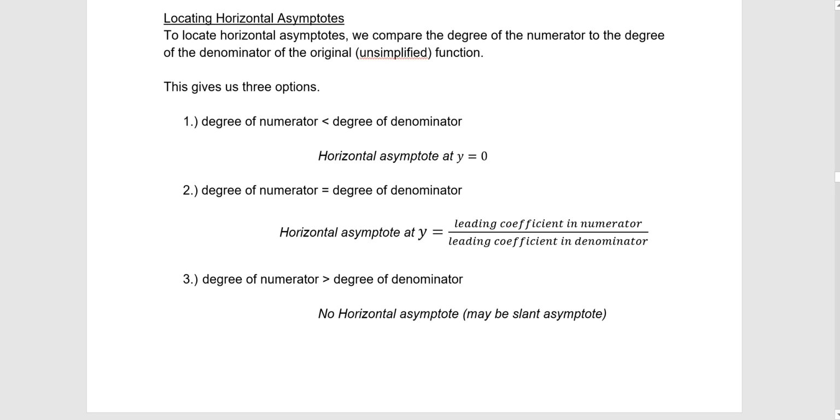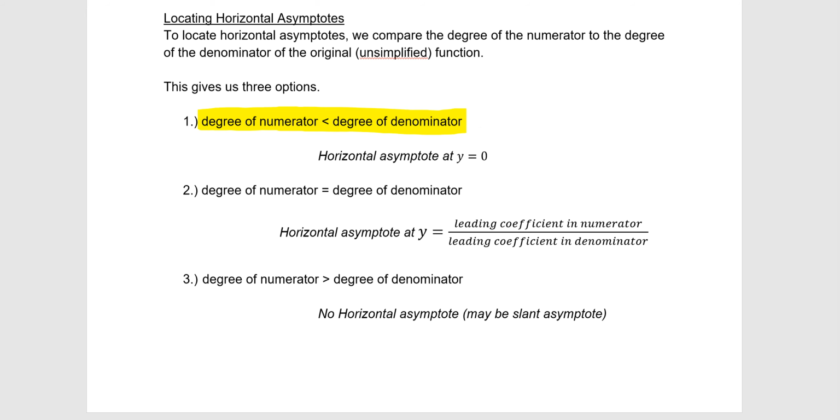So for locating these horizontal asymptotes, what we're going to be doing is comparing the degree of the numerator with the degree of the denominator. And this is going to be of the original unsimplified function. So degree means the largest exponent in the numerator and the largest exponent in the denominator. So that's going to give us three options here. Either the numerator is going to be larger, smaller, or they're going to be equal.